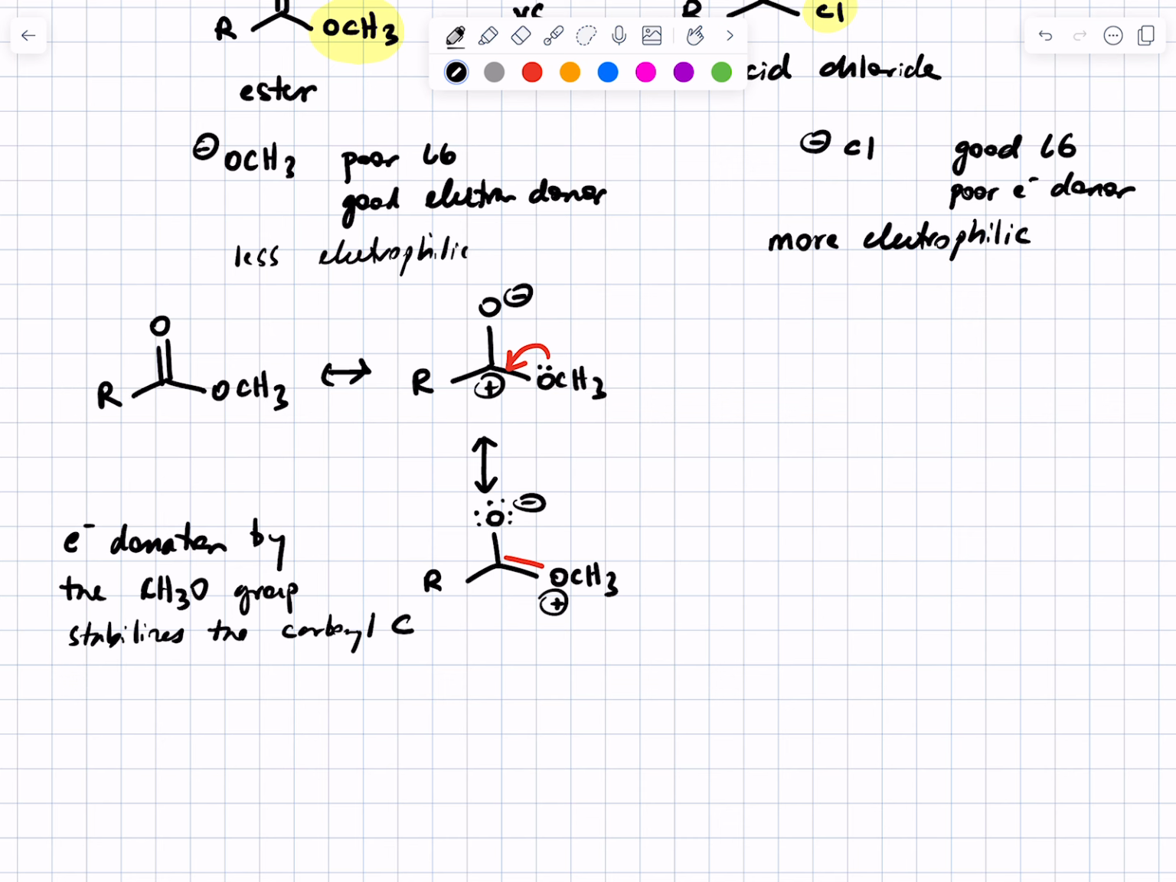Now, what's going on with the acid chloride? Same thing, only chloride is not as good of an electron donor, so it's a smaller effect. The chloride can't stabilize the positive charge on the carbonyl carbon quite as much, so the chloride stays electrophilic.